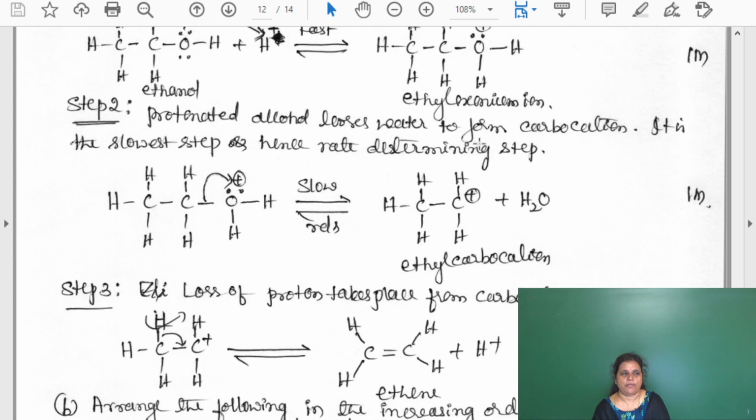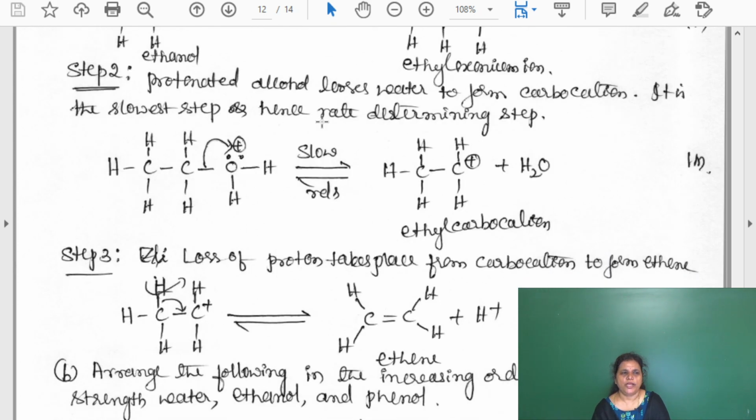That carries 1 mark. Second step, protonated alcohol loses a molecule of water to form carbocation, and that carbocation is ethyl carbocation, and this step is slow and it is a rate determining step.